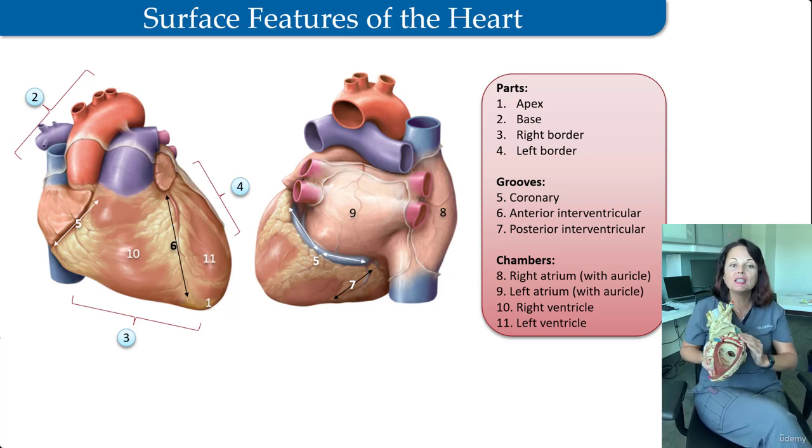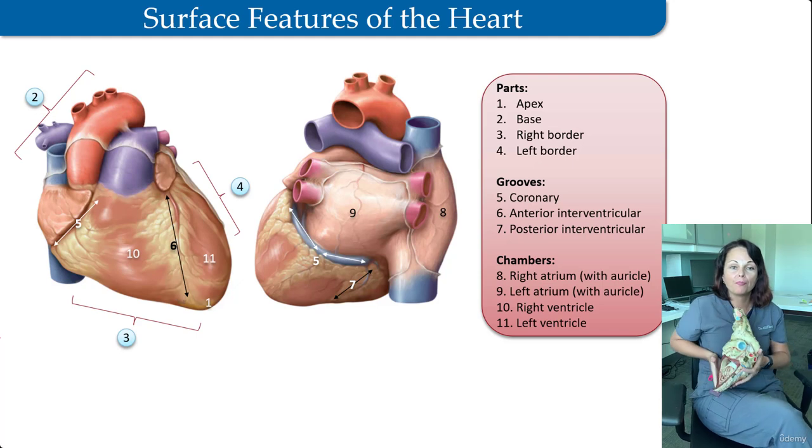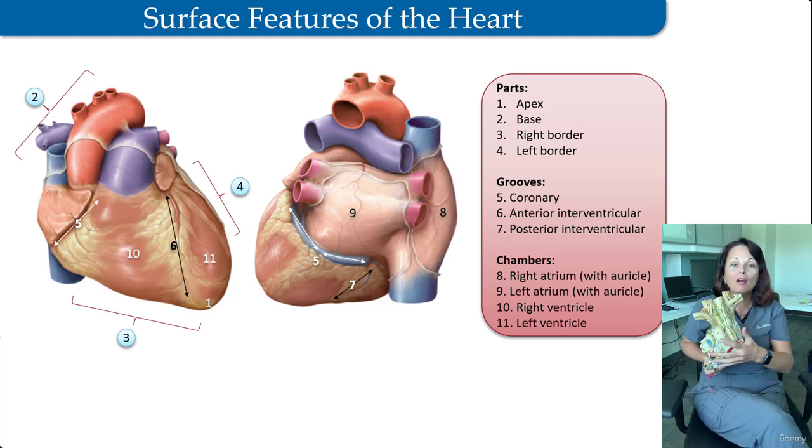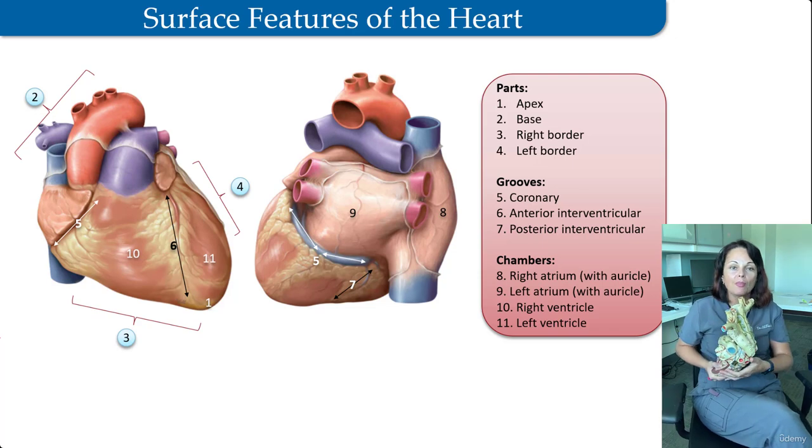The left border is made by the left ventricle, as well as the apex of the heart and the large extent of the diaphragmatic surface. The base of the heart is primarily composed of the left atrium. We also have some grooves here, such as the coronary groove and anterior and posterior interventricular.